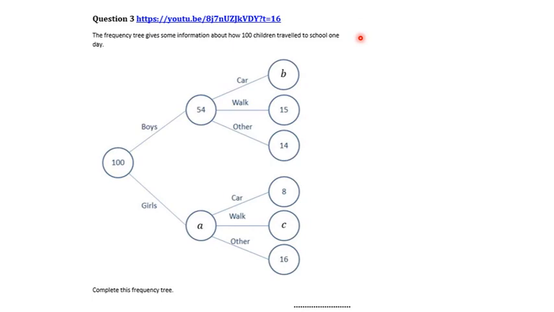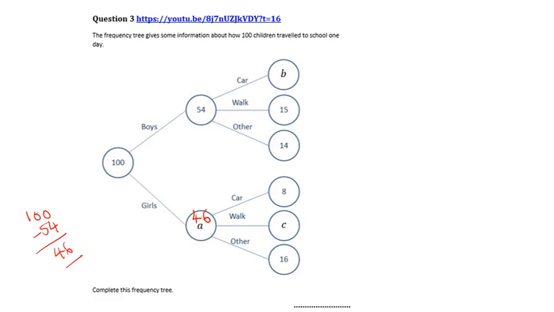Question 3. The frequency tree gives some information about how 100 children travel to school one day. So we can see we've got 100 here representing our 100 students, and it's split into boys and girls. We need to complete the frequency tree. So we've got some missing numbers A, B and C. So if there are 100 students altogether and 54 are boys, then the rest of them must be girls. So here we're going to work out 100 minus 54 to give us A, and we'll get 46 there. So A is 46. Now boys and girls add up to 100.